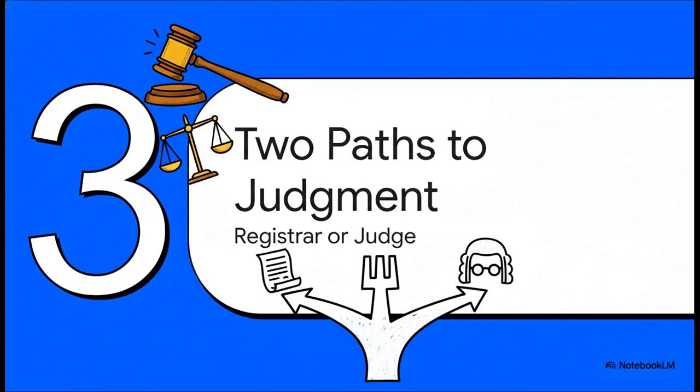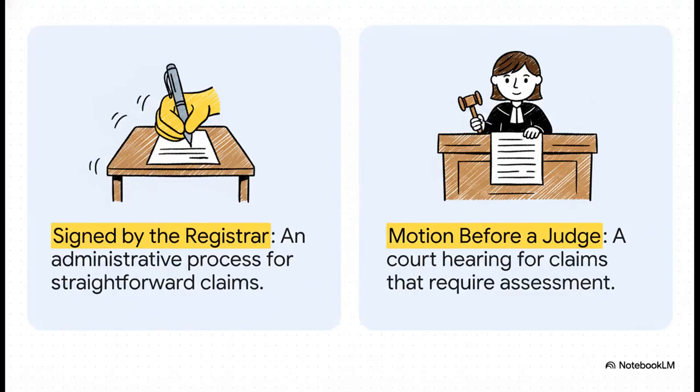Okay, so the defendant is officially noted in default. Now you've reached a fork in the road. You still need to get that final judgment, but how you get there depends completely on the kind of claim you made. There are two very different paths you can take. Path number one is quick, it's administrative. You can just go to the court registrar, that's an official who handles the court's paperwork, and have your judgment signed. This is for the simple, straightforward cases.